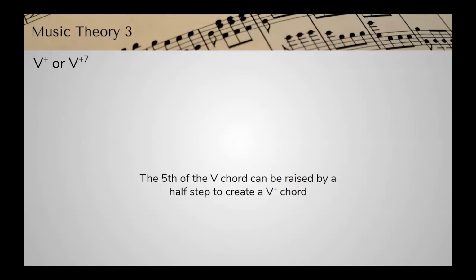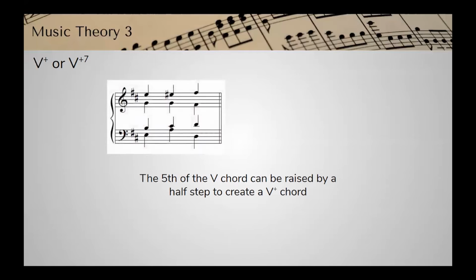So the 5th of the 5 chord can be raised a half step to create a 5 augmented chord. And here's an example in the key of D major. Again, it's another 2-5-1. And so you'll see that the 2 is creating the raised 5th scale degree in the second chord so that it becomes an A augmented triad. We label that as 5 plus 7 because there's also a 7th in that chord. So that would sound like this.